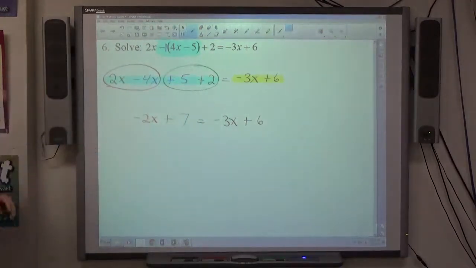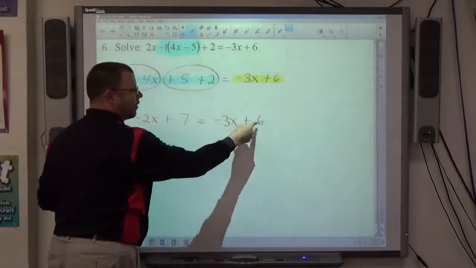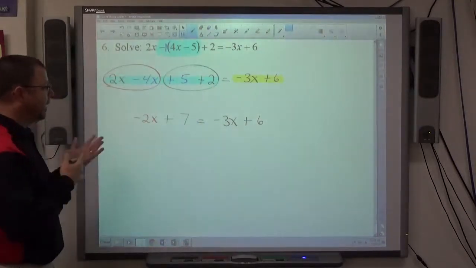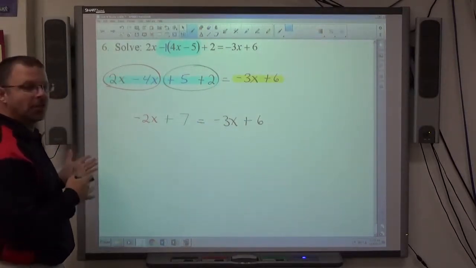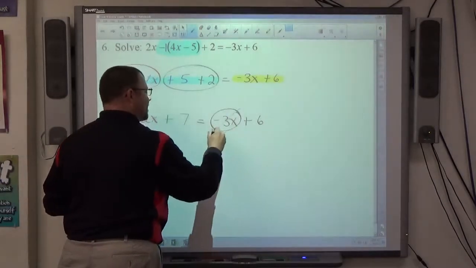This is the point I want to get to with every equation. At most, a letter and number on one side, a letter and number on the other side. So at this point, I need to just rearrange the problem. I want x's on one side, numbers on the other. I'm going to take the negative 3x and slide it over here.